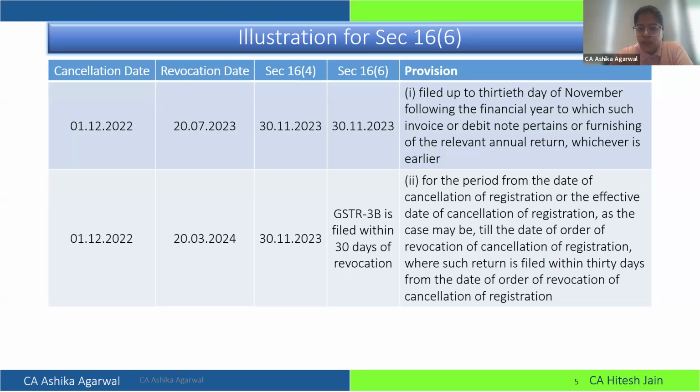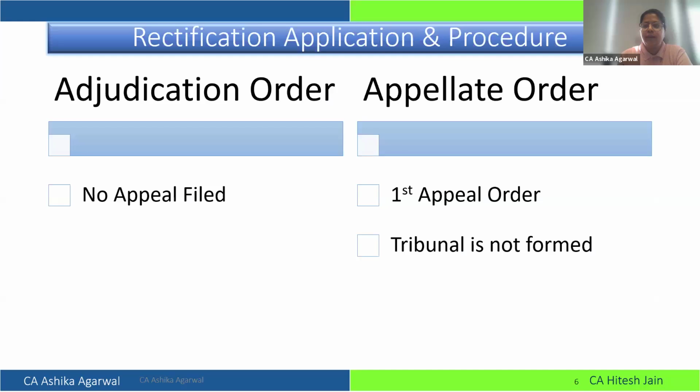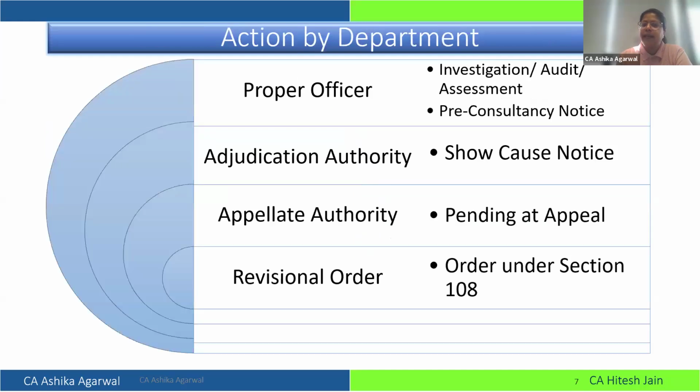For 22-23 the last day to claim is 30th November 23. But over here, my revocation is happening on 20th March 2024. So I have to make sure I file all my 3B by 20th April 2024. If I file before 20th April 2024, even though I have crossed my 16.4 time limit, I will be duly eligible for the ITC of 22-23 fully. Now the procedure over here is also the same. Pending at me, rectification; pending at the department, it has to take the action. Situations 5 and 6 have the same procedure to be followed.